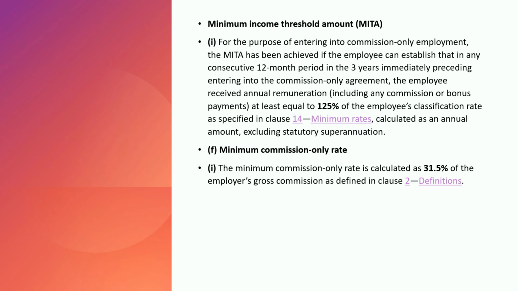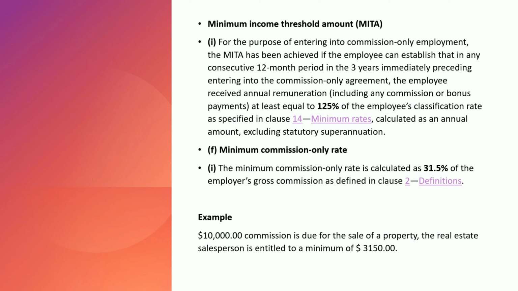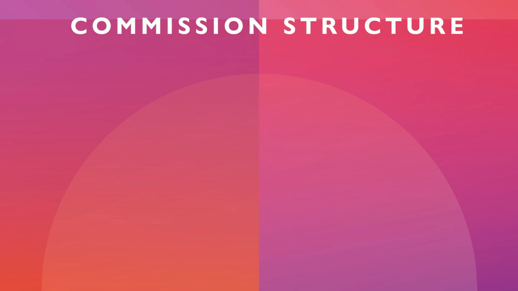The minimum commission amount that the agency can pay to the employee is 31.5% of the employer's gross commission. So for example, if there is a gross commission amount of $10,000 due to be paid to the agency for the sale of the property, the real estate salesperson would be entitled to a minimum of $3,150 gross commission. Now that we have looked at what is required by legislation, let's now look at how this is applied to day-to-day business financial operations.